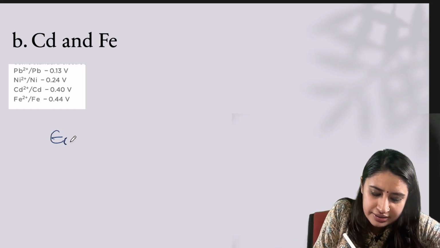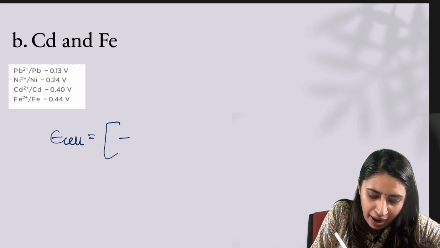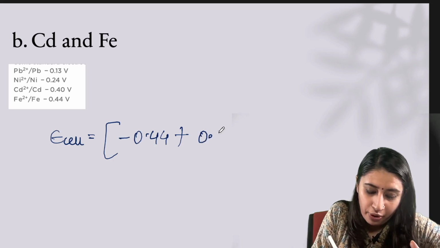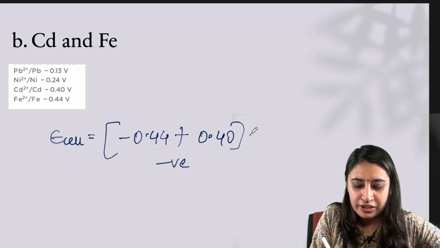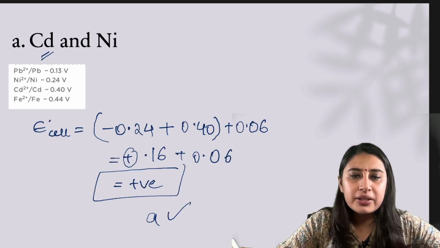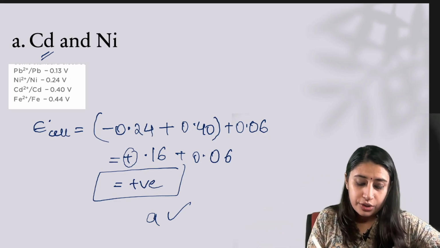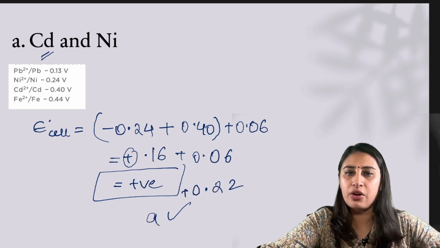So again, E cell will be equal to E naught cell. Cathode, iron, minus 0.44, minus plus cadmium plus 0.40. Now you might feel that your E naught value is coming out to be negative, but do not forget we have 0.06 on the right hand side. So it's better that you keep solving it here. See, a plus and a plus will always be positive. So basically I should have got 0.22 plus in option A.